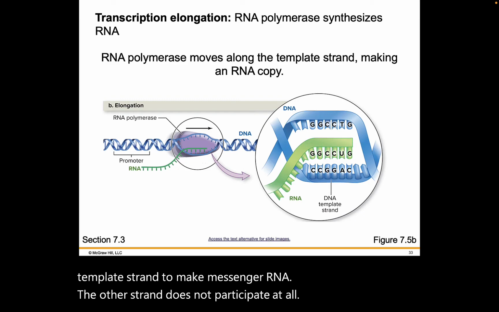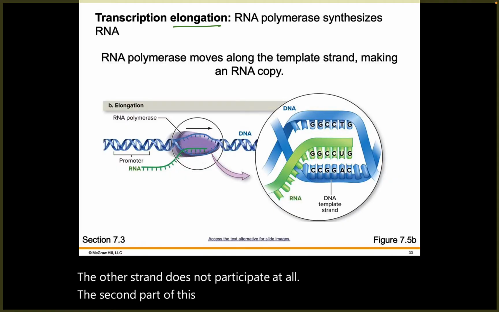The second part of this is elongation. So think about it. We are making a long strand of RNA. So this is where the RNA polymerase is actually making. That's what synthesize means, making the RNA. So the RNA polymerase is going to move along the piece of DNA using complementary base pairing to do this.